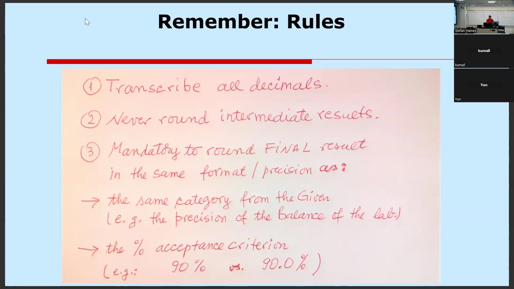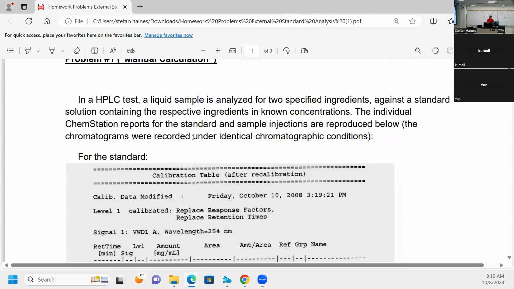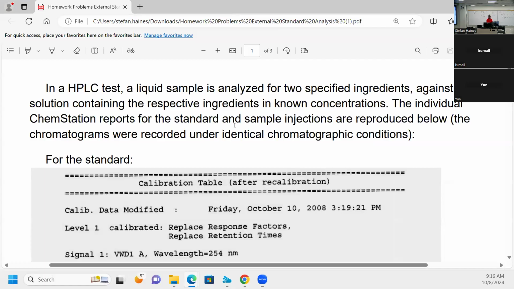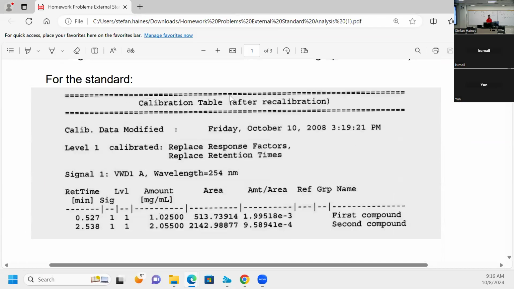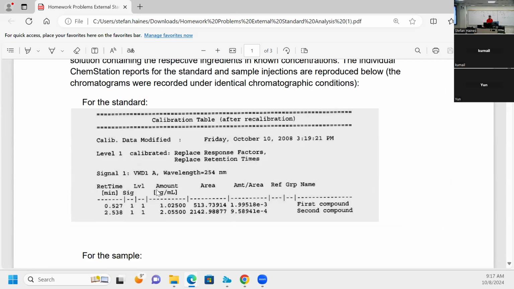Okay, now there are two more problems that have actual HPLC data we can use. So we can do these two as well. All right, so here we have what your data might actually look like. We have an HPLC test of a liquid sample, looking for two ingredients, with a standard solution of the respective ingredients. And the individual ChemStation reports are reproduced below. So we have our peaks.